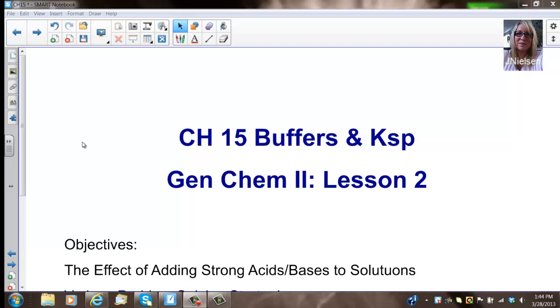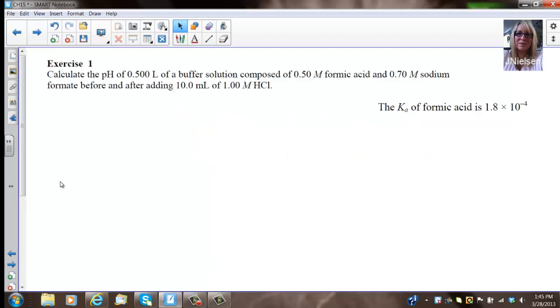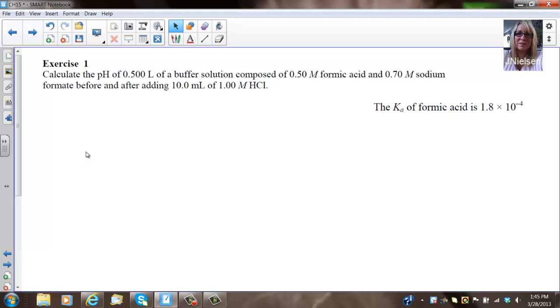Okay, welcome back for another exciting lesson on buffers. This is lesson 2, and today we're going to focus on the effects of adding strong acids and bases to solutions and various problem-solving strategies. First, I'm going to begin with a problem that's not in your notes so that we can review what we covered in lesson 1.